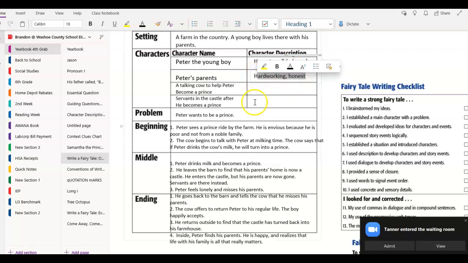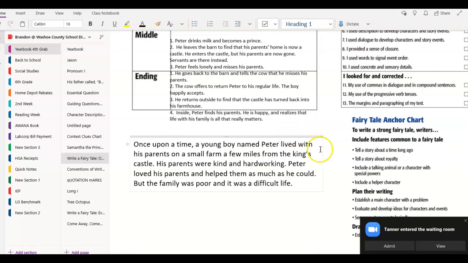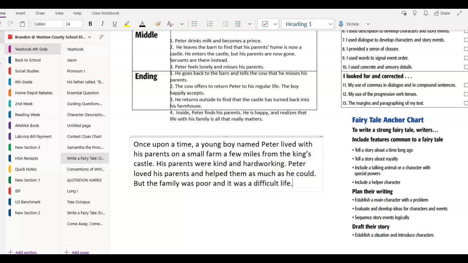I let them know that his parents are hardworking and honest, and I'm getting the idea that there's going to be a problem here because I'm ending with the family was poor and it was a difficult life. So, what do we have now? Well, let's look at it. When I brainstormed my characters, I identified that main character, Peter. He was a young boy living on a farm with his parents.